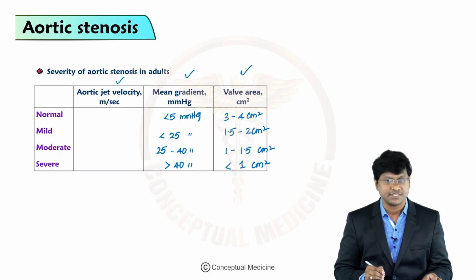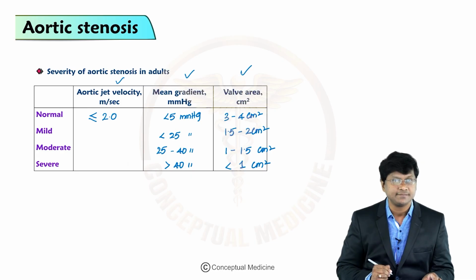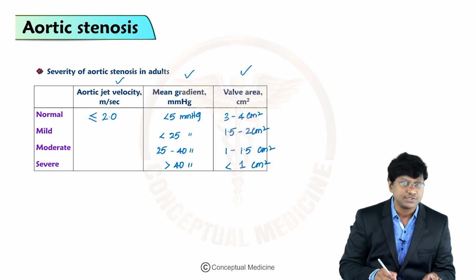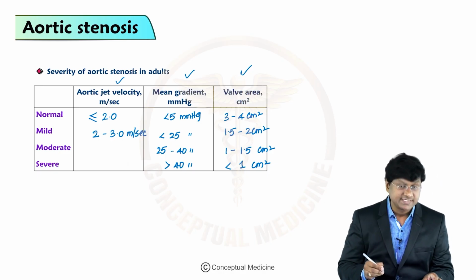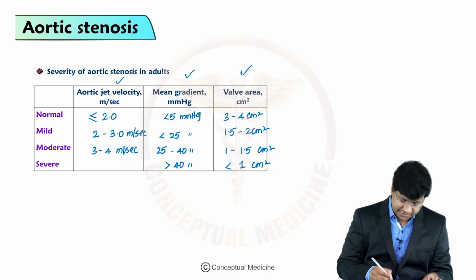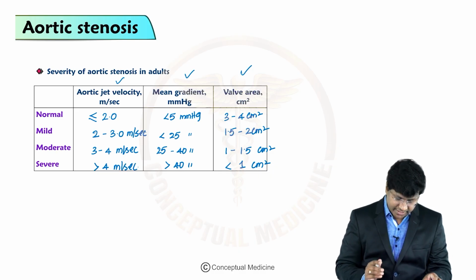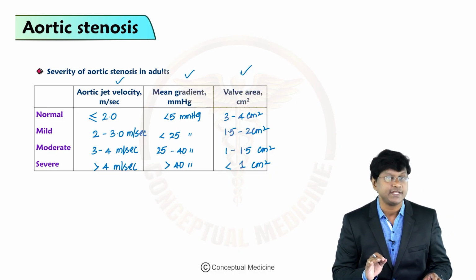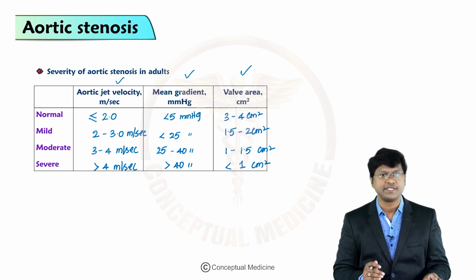And you take the aortic jet velocity. The aortic jet velocity in a normal individual will be less than 2 meters per second. Whereas in mild aortic stenosis, it is around 2 to 3 meters per second. In moderate aortic stenosis, it is around 3 to 4 meters per second. Whereas in severe aortic stenosis, it is more than 4 meters per second. Okay. So this is how you will assess the severity of the aortic stenosis, based on the valve area, mean gradient, as well as the aortic jet velocity.